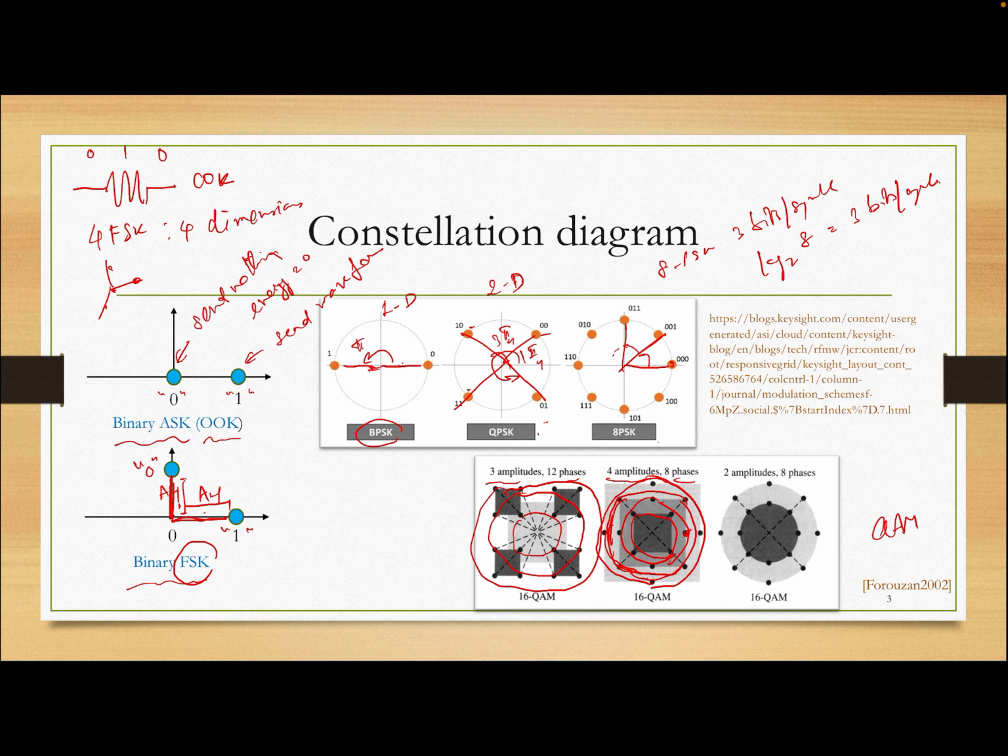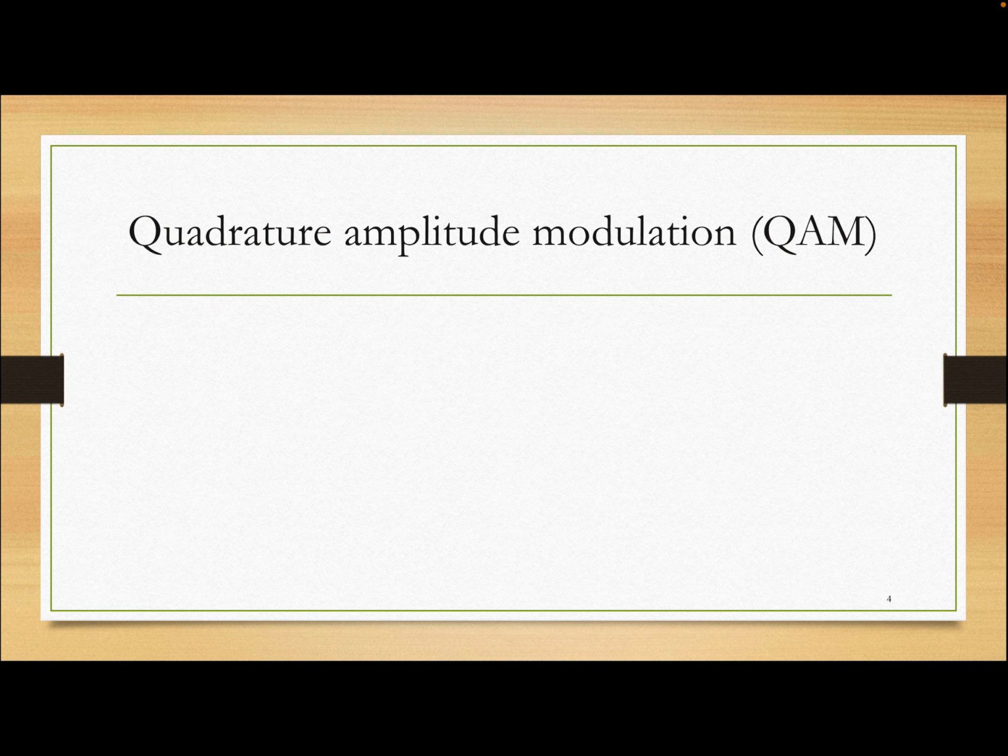So we have 4 amplitudes, and then 8 phases. This is 2 amplitudes, it's easy to see 2 circles, and 8 phases. So they are all 16 QAM, but different constellation diagrams. The constellation diagram we usually decide to be as symmetric as possible, and also easy to calculate. We want them to be symmetric because a symmetric pattern usually gives you the most distance apart from other points, and it is easy to calculate in practice.